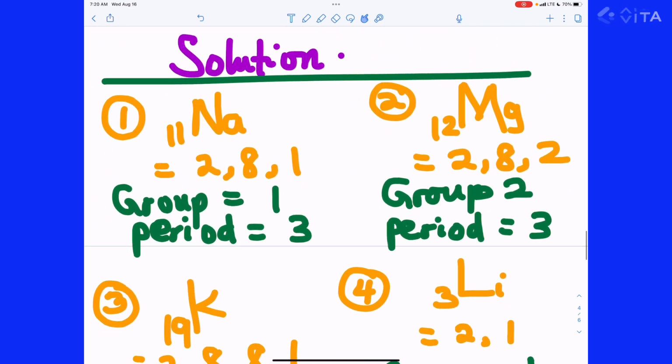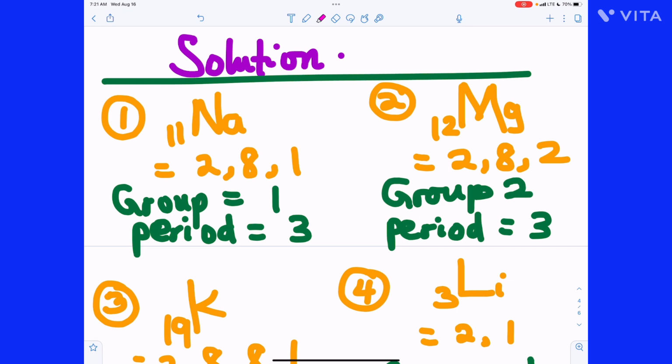Let's take sodium first. Now, an atom of sodium has 11 electrons in its shells. And the 11 electrons are arranged like this: 2 in the first shell, 8 in the second shell, 1 in the last shell. I'm sure you understand this. We did it before. So, to know the group of sodium, just take this last value. This last value tells you the group. So, sodium belongs to group 1.